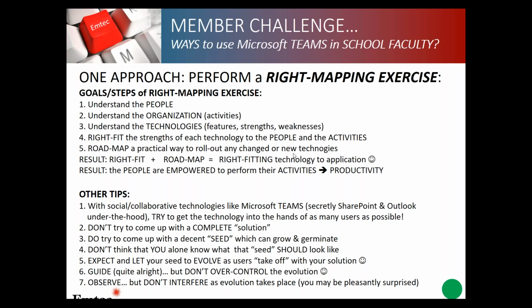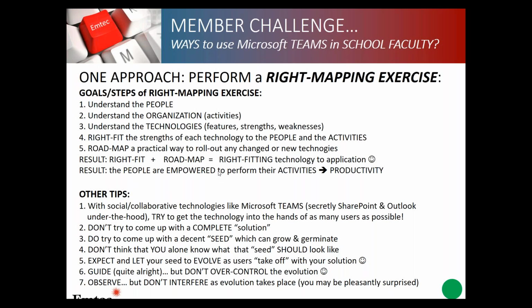In other words, you might not be where you want to be right now, but you know where you need to get to because of the right fitting, and you're going to figure out a roadmap for how you're going to get there. What's the result? Right fitting and road mapping gives you this, it's right mapping. I misspelled it. You get right mapping your technology to your application. Another result is that the people are ultimately empowered to perform their activities with greater productivity. That's what you're striving for.